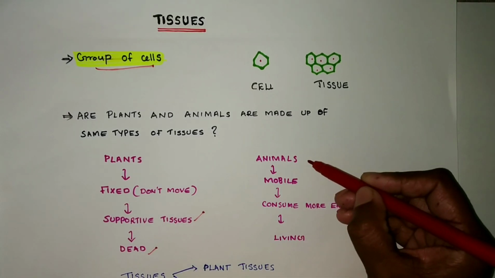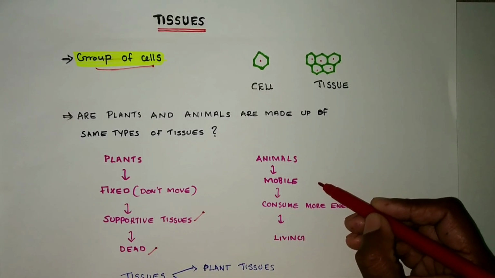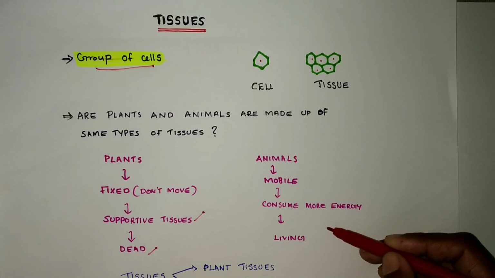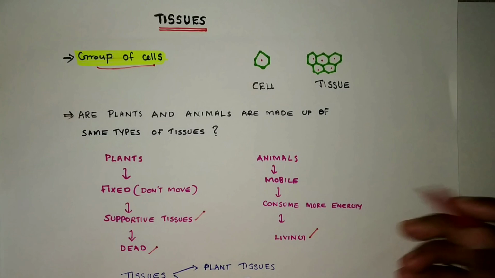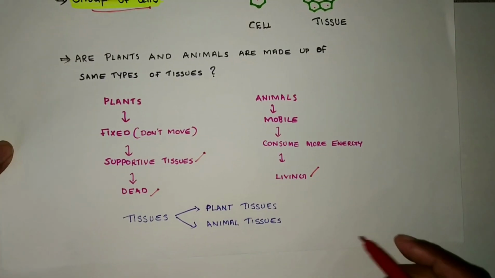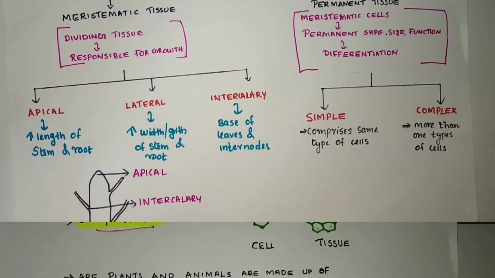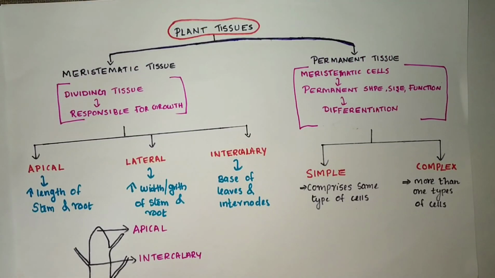But in the case of animals, they are mobile. They will be moving around in search of food, mate and shelter. So they consume more energy compared to plants. So most of the tissue present inside the animals is living. So tissues we can divide into two, plant tissues and animal tissues. We will be discussing plant tissues.